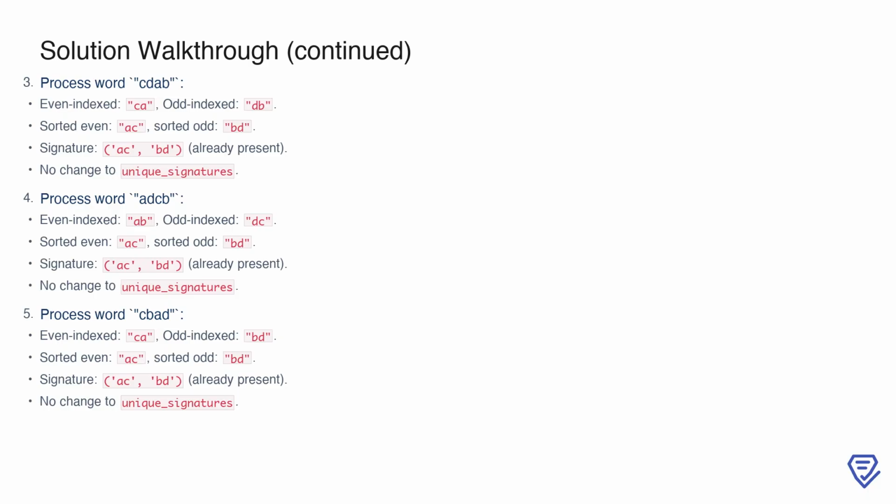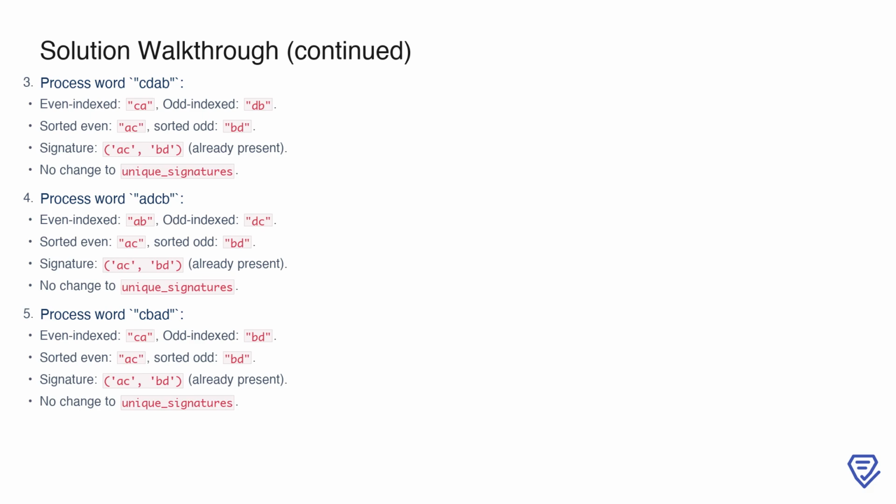Then, for the word ADCB, its even-indexed characters are AC and odd-indexed characters are DB. Sorting these gives AC for the even part and BD for the odd part, resulting in the same signature, (AC, BD), which is already present in the set, so no updates are needed.